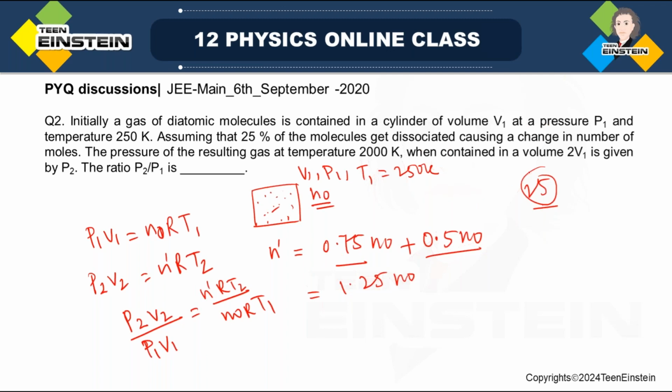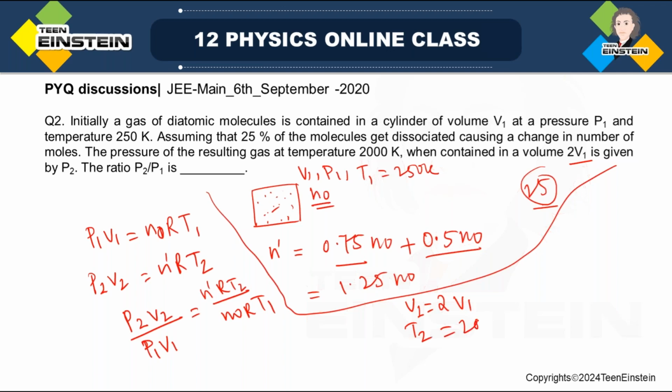Okay, sorry, P2 I don't know. V2 is given as 2V1, double of the volume, and T2 is given as 2000 Kelvin. Now we have to find out this ratio.